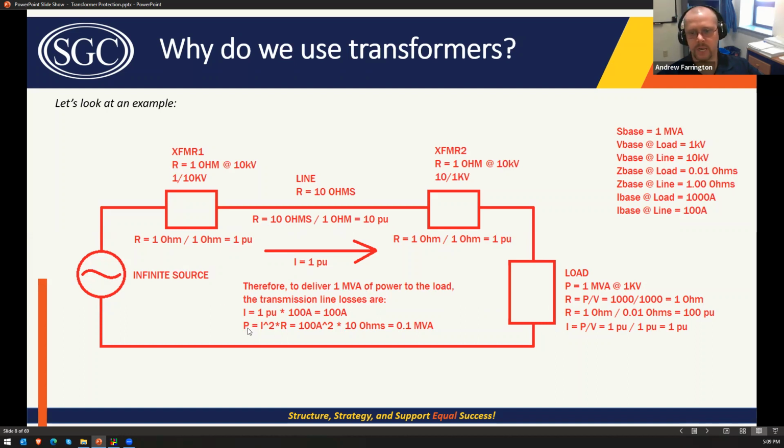And so now your line losses are I squared R, 100 amps squared times 10 ohms, which is actually 0.1 MVA. So instead of 10 MVA of losses, you have 0.1 MVA losses, 100 kVA. Obviously, that's a lot more efficient. So the takeaway here is that we increased the voltage on the transmission line by 10 times, but we were able to decrease the line losses by 100 times. And so that's the linear increase of voltage, which results in an exponential decrease in line losses. This is why we use transformers.